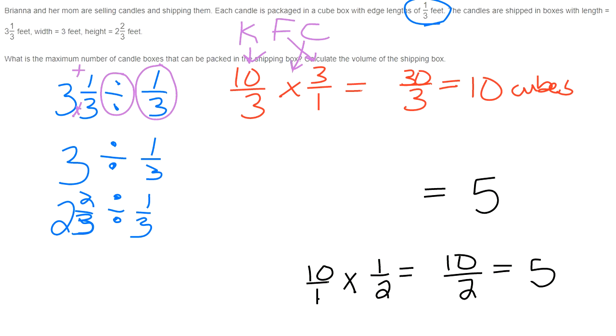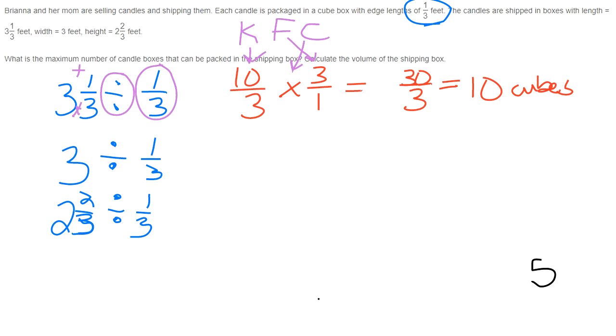Can you tell me what 3 divided by 1/3 would look like in the next step? I don't want to know the answer yet. I just want to know what the improper fraction and the second fraction are going to look like. Very good. It's exactly the same thing. We've got 3/1, because any whole number can be written as a fraction, times 1/3 flipped, which is 3/1 too.